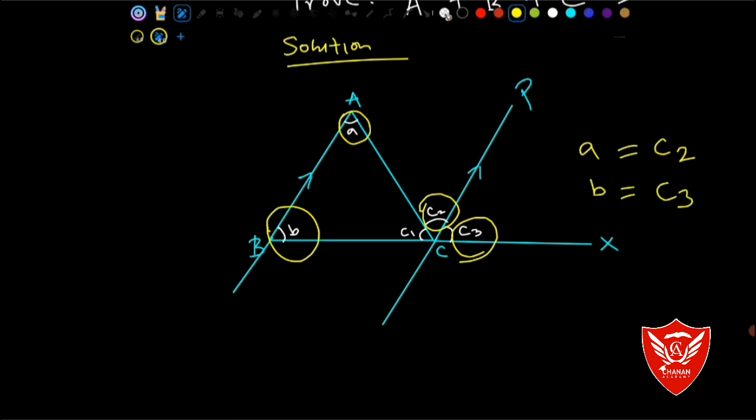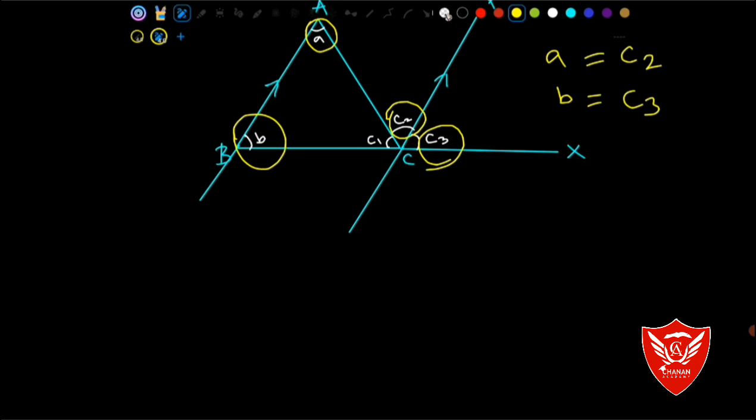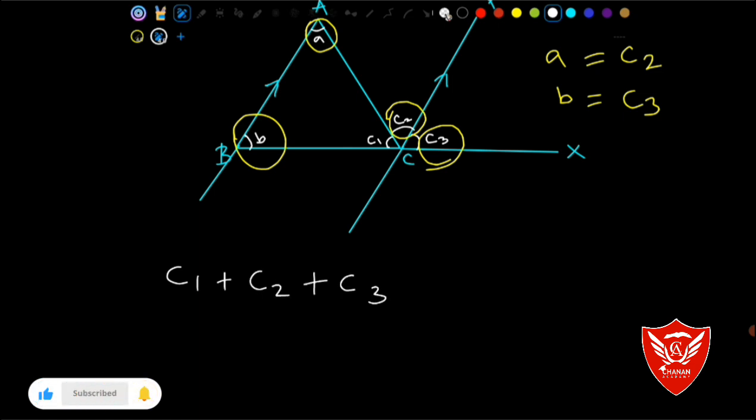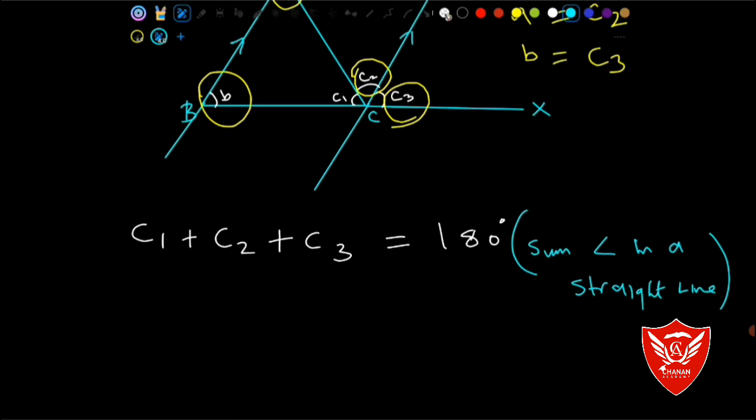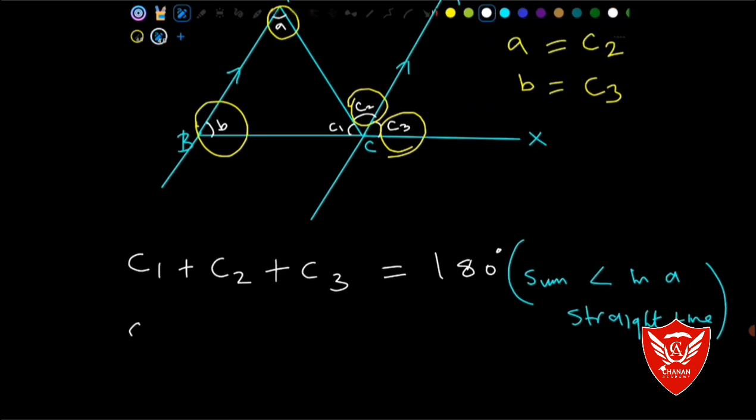Now, since we know those two, there is a property that we know that C1 plus C2 plus C3 is equal to 180, and the reason is because of angles on a straight line. So let's write: C1 plus C2 plus C3 is equal to 180 degrees. Then it becomes C1 plus, now C2 is equal to A, so we'll put A, plus C3 is equal to B, so we'll put B, equal to 180 degrees.